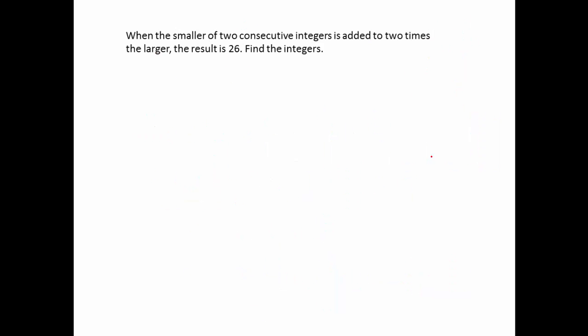Okay, this problem is very interesting. When the smaller of two consecutive integers is added to 2 times the larger, the result is 26. Now you need to find the two integers here. So the key word here is we are having two consecutive integers, right? So if I call the first integer x, the first one, then the second integer needs to be x plus 1 because they are consecutive. That means one is bigger than the other by 1, right?